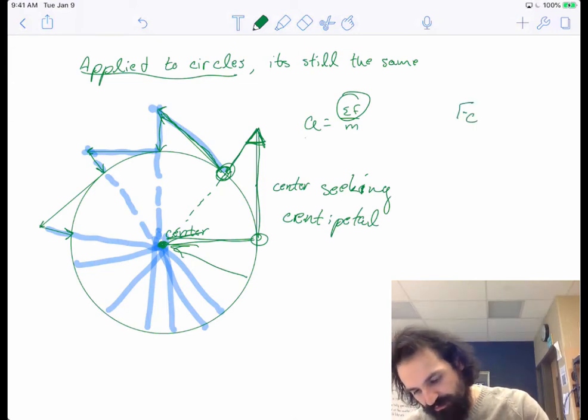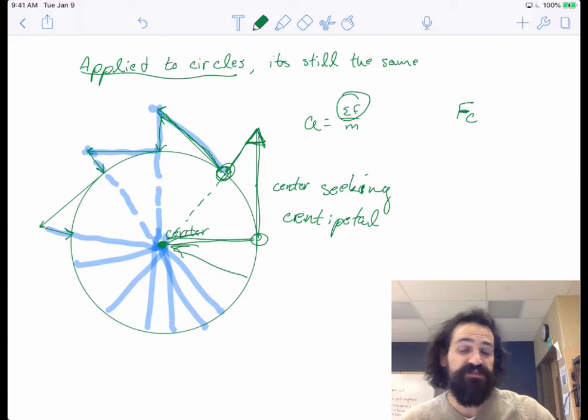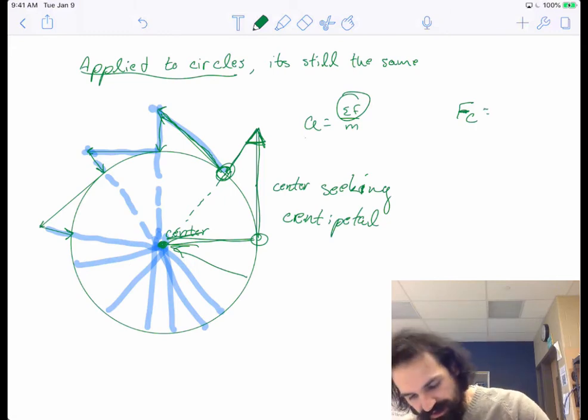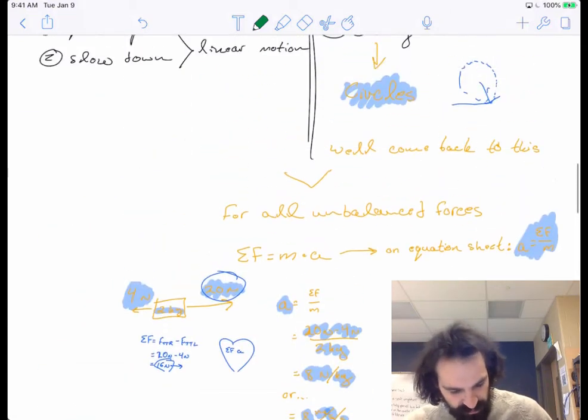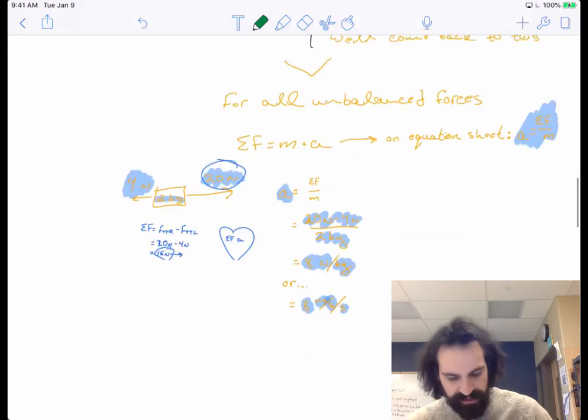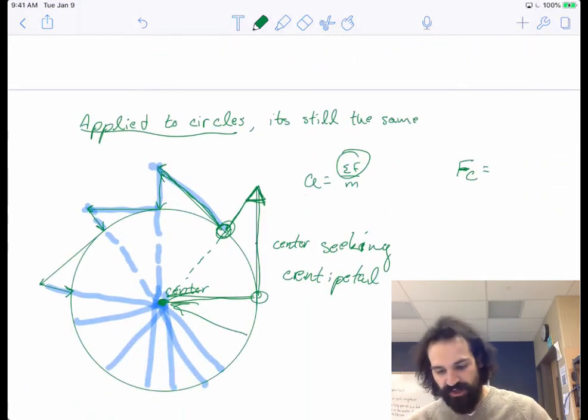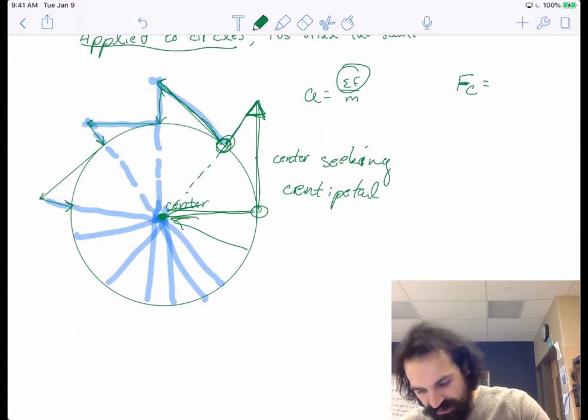So that centripetal force, which I'm going to denote as F sub C, is just like when we did net force, which was forces to the right minus forces to the left. Your centripetal force is going to be forces towards the center minus forces away from center.